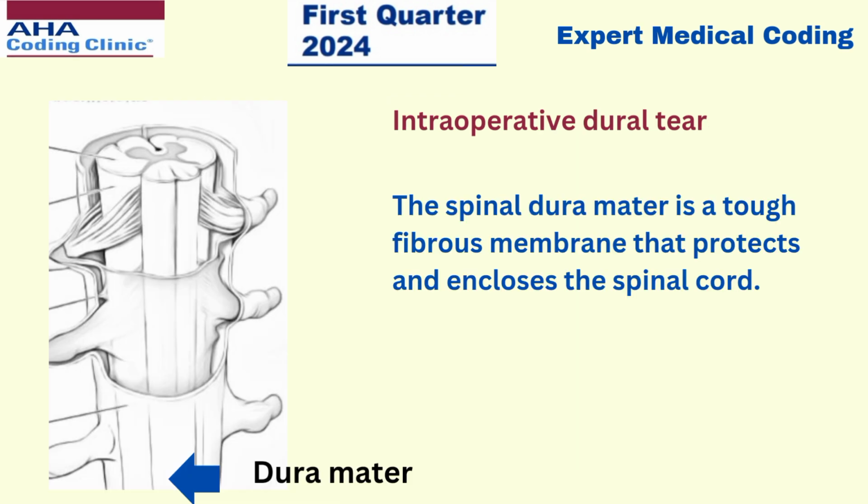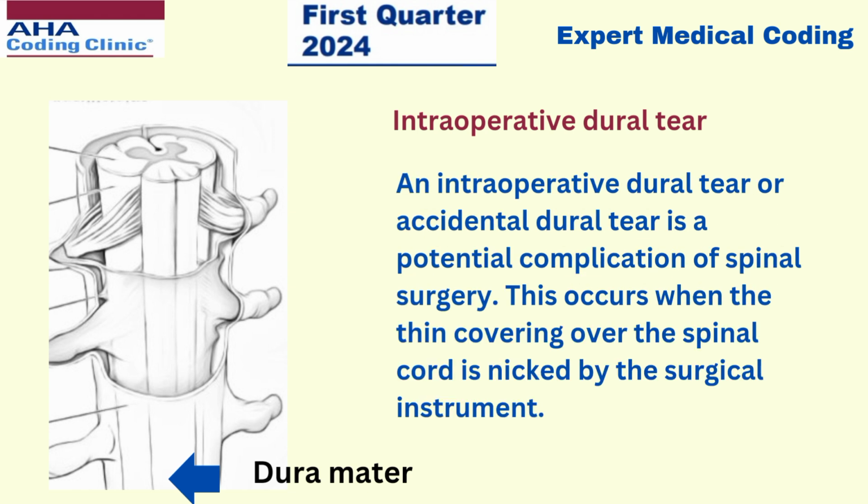Intraoperative dural tear. The spinal dura mater is a tough fibrous membrane that protects and encloses the spinal cord. An intraoperative dural tear or accidental dural tear is a potential complication of spinal surgery. This occurs when the thin covering over the spinal cord is nicked by the surgical instrument. Now let us move to the scenario.